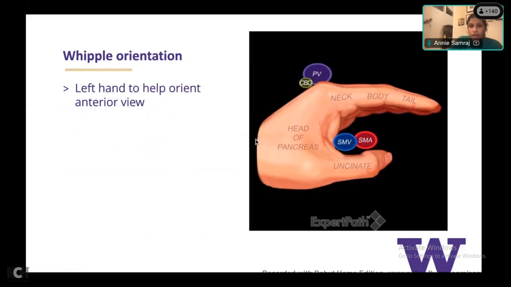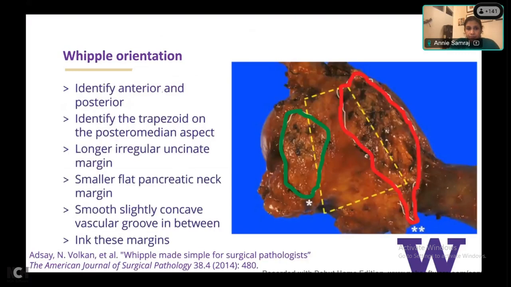So this is a useful way to help orient the Whipple specimen. You can use your left hand to orient the anterior view of the pancreas. The bulk of it would be the head of the pancreas, the thumb would form the uncinate process, and the groove between the thumb and the rest of your fingers would be where the vascular groove is, where the superior mesenteric vein and artery would be, and the remaining fingers would be the neck, body, and tail. So this is a useful way to orient the anterior surface of the pancreas.